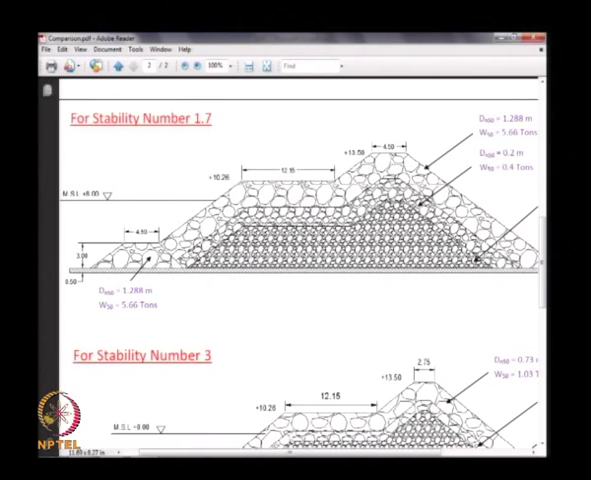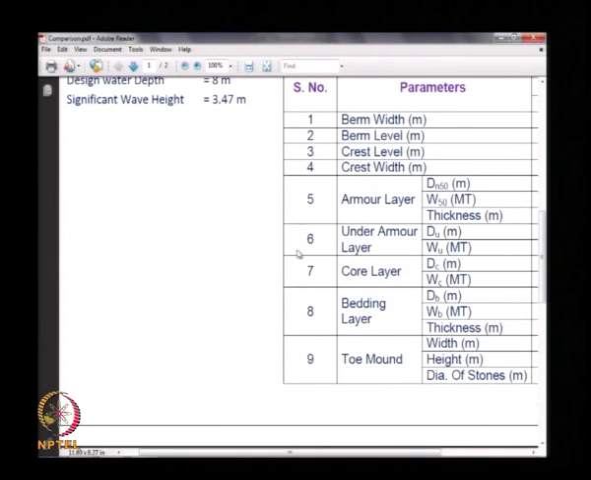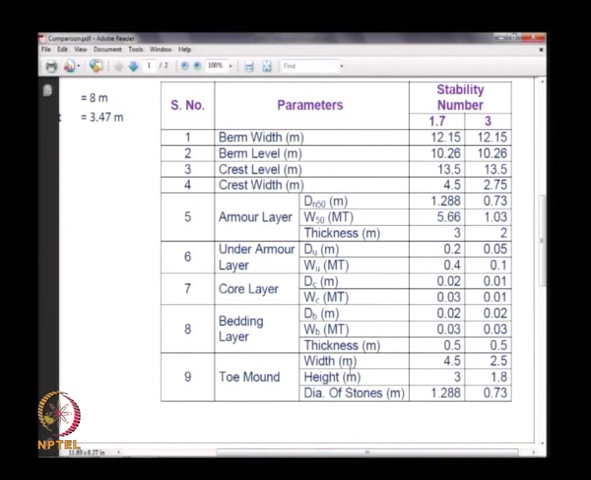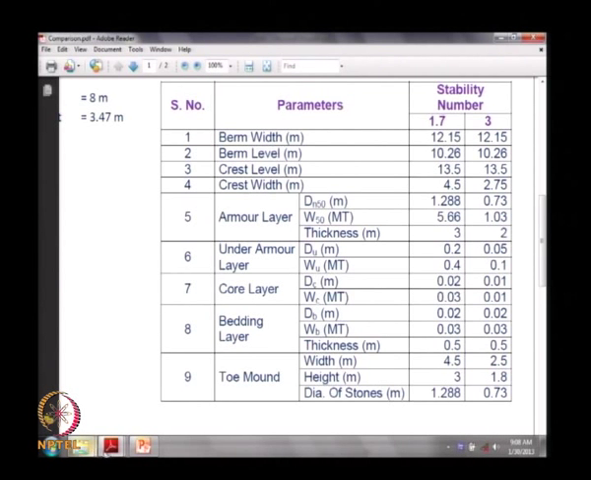In this class we will discuss about berm breakwater. The berm breakwater, unlike conventional breakwater, has a berm; this is called a berm. So we will discuss about this in this class. We are going to discuss two types of breakwaters with two different stability numbers. One is reshaped breakwater, another is non-reshaped breakwater.